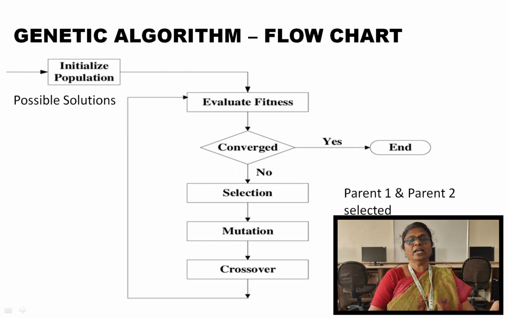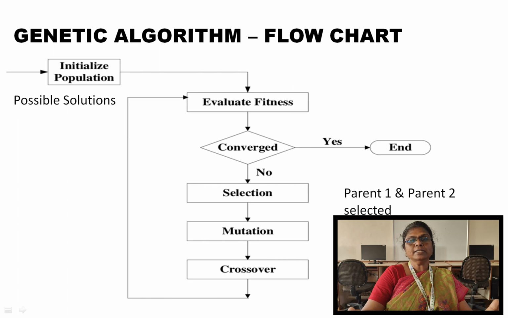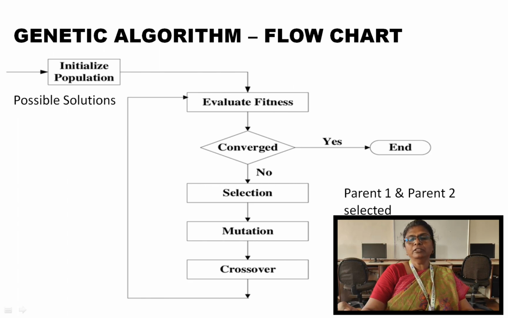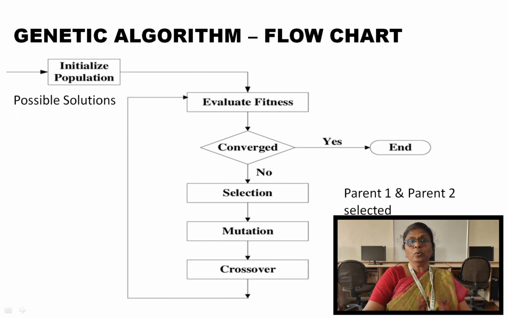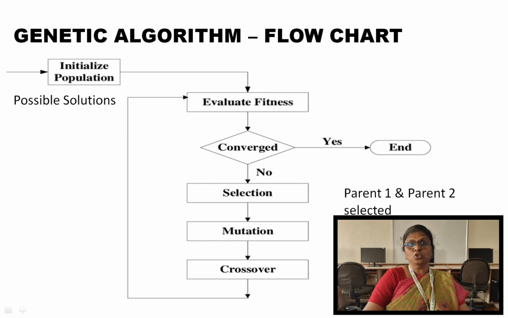We'll see what is actually happening in the genetic algorithm, with the help of a flowchart. Initially, we have possible solutions, which we call a population. Generally, possible solutions will be huge. That we call the initial population, and we generally have a fitness algorithm to evaluate which is the best solution.